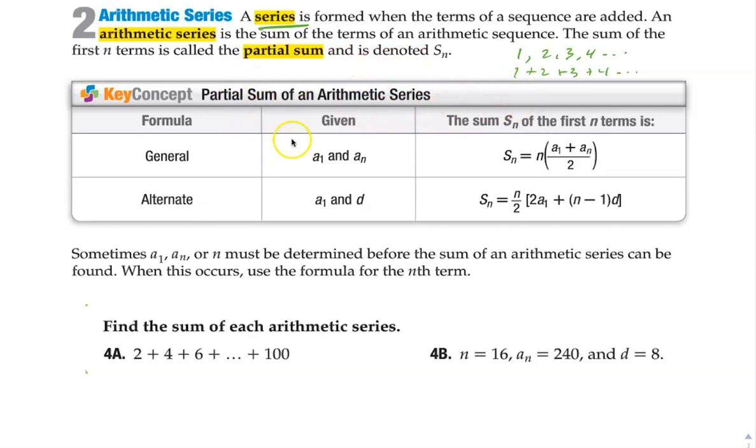And we have two formulas. We have this formula right here where you add the first term plus the last term and divide it by 2. Basically find the arithmetic mean, and times by the number of items you have. Or you can use this one, which I actually prefer sometimes. I know it looks longer, but for me, I like it because I don't need to find the last term, which is just this formula here.